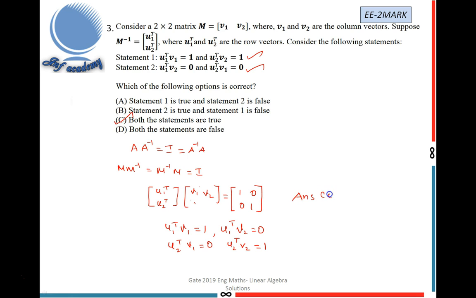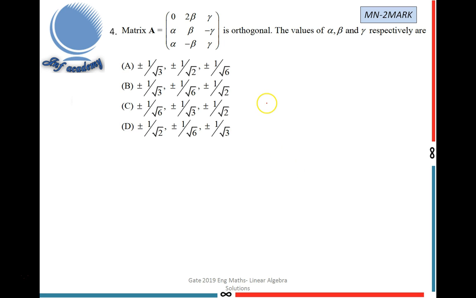Answer is option C. Now let's move on to the fourth problem. The fourth problem is matrix A. One matrix A is given. That matrix is orthogonal. You have to find the values of alpha, beta, gamma respectively. This question is from MN department. It has 2 marks. Here I use the orthogonal definition.